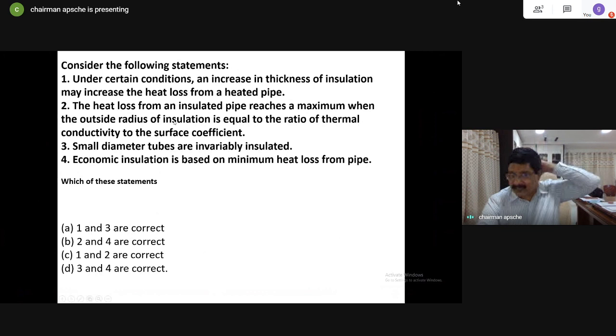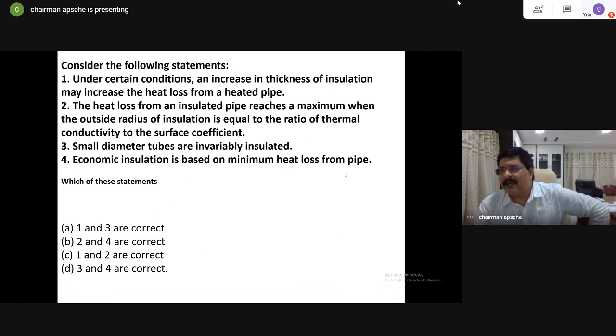Consider the following statements. Under certain conditions, an increase in thickness of insulation may increase the heat loss from a heated pipe. Yes, critical radius వచ్చే వరకు increase avutundi. The heat loss from an insulated pipe reaches a maximum when the outside radius of insulation equals the ratio of thermal conductivity to surface constant, K by H. K by H enti critical radius. Yes. Small diameter tubes are invariably insulated. Okay. Not necessary. Economic insulation is based on minimum heat loss from the tube. Not necessary. Economics is something else.